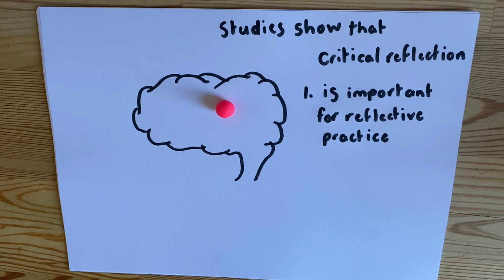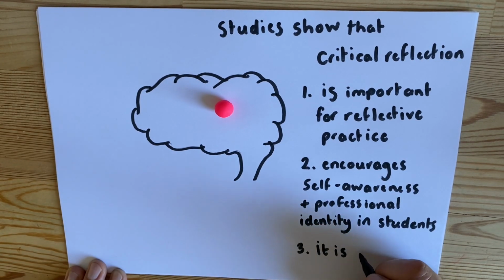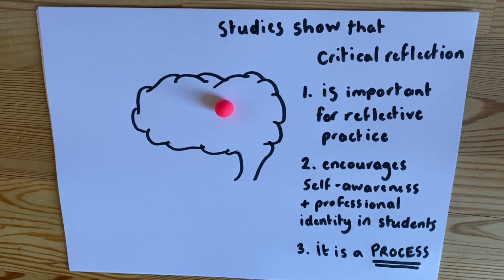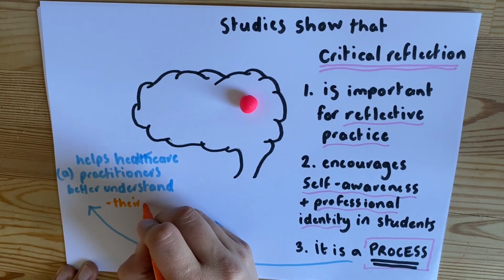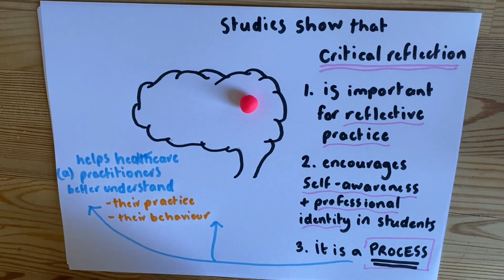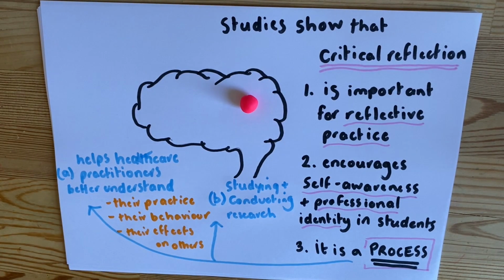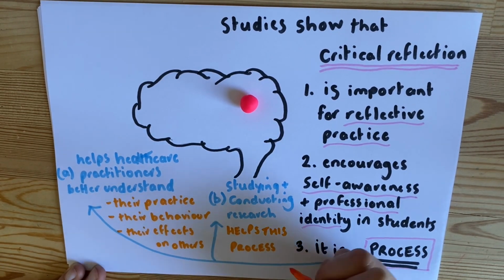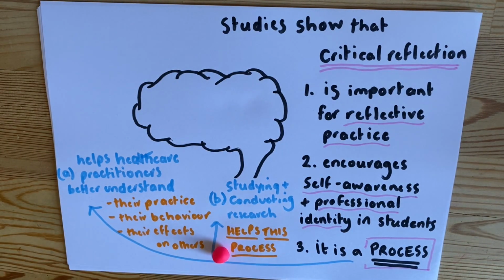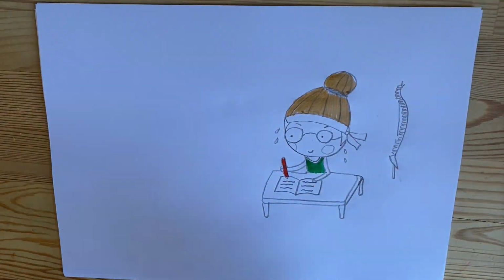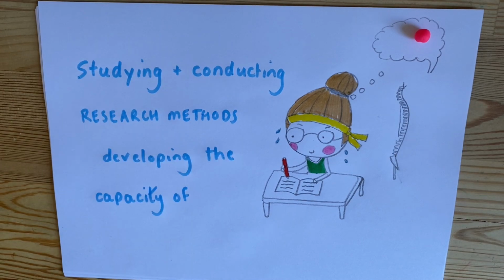Studies show that critical reflection is important for reflective practice, encourages self-awareness and professional identity in students, and that it is a process, something we develop gradually. We also know that it helps healthcare practitioners better understand their own practice, their behaviour in this practice, and how that might affect others, patients, and colleagues. We also know that studying, reading, and conducting research helps this process of developing critical reflection and everything that it brings with it. Developing critical reflection might seem a little bit hard. But we know that studying and conducting research methods as students helps us develop this capacity.